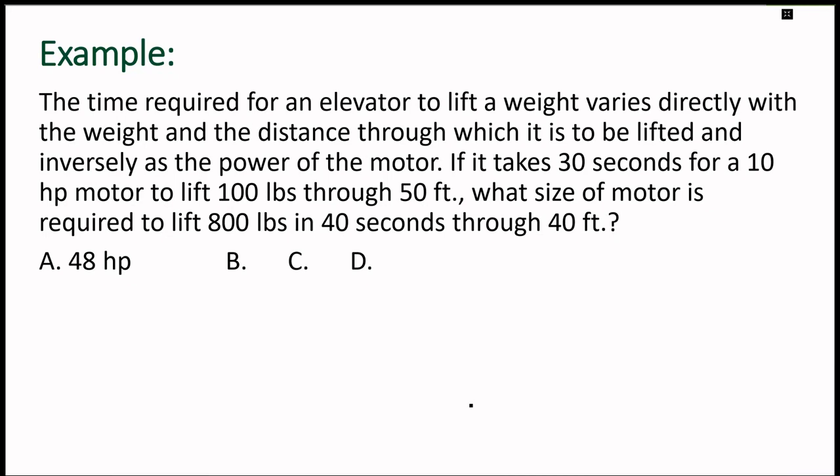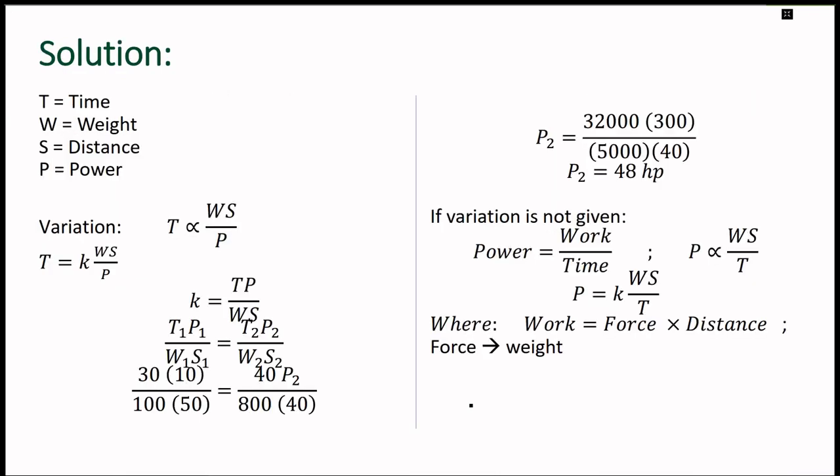The time required for an elevator to lift a weight varies directly with the weight and distance through which it is to be lifted, and inversely as the power of the motor. If it takes 30 seconds for a 10 horsepower motor to lift 100 pounds through 50 feet, what size of motor is required to lift 800 pounds in 40 seconds through 40 feet?